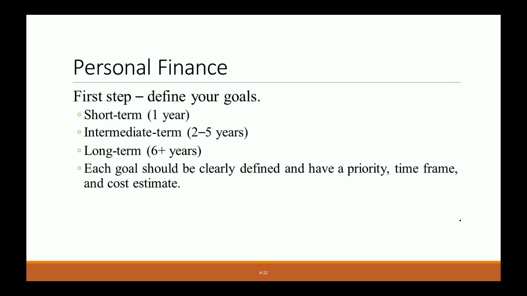So the first step is to define your goals. For example, a college senior's intermediate term goal might be to earn a master's degree. Their long-term goal might be to buy a home. And so we first determine what we want to happen throughout our plan. We want to have a profitable company. So now what do we have to do to have a profitable company?